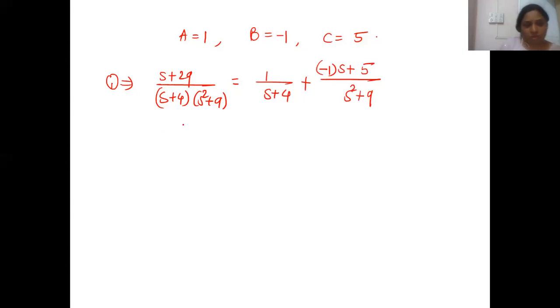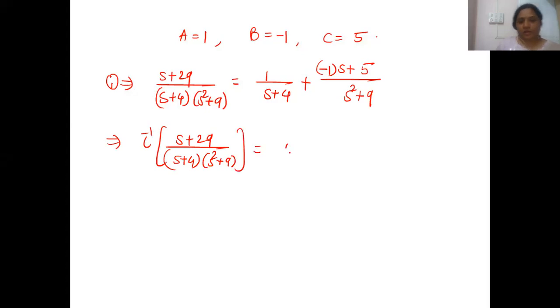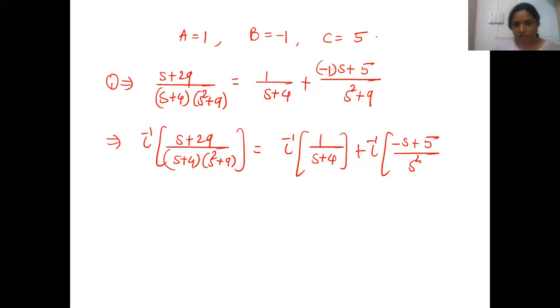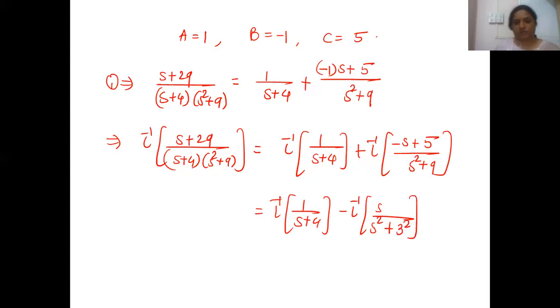Okay, so now the question is to take the Laplace inverse of that. So taking Laplace inverse on both sides. So Laplace inverse of 1 upon s plus 4 plus, can I separate the Laplace inverse with addition? Yes. Right. Laplace inverse of minus (s plus 5) upon s square plus 9. So first thing I write as it is, s plus 4. Now once again you can apply linearity here. Minus comes out, Laplace inverse of s upon s square plus 3 square, plus here 5 comes out into Laplace inverse of 1 upon s square plus 9. 9 is 3 square.